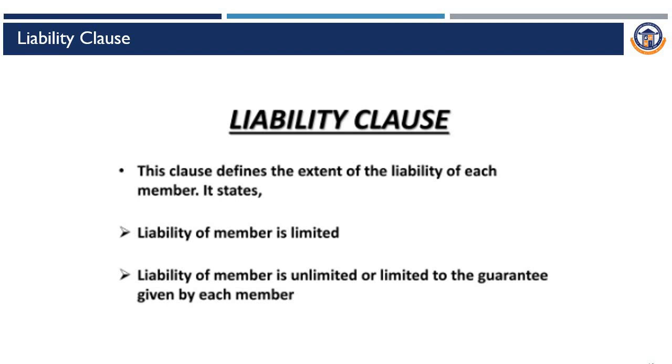Then the liability clause. This clause defines the extent of liability of each member. If you are starting the business and anything goes wrong, what is your liability as a member? That information will be there in this clause. It states whether the liability of a member is limited or unlimited, or limited to the guarantee given by the member. That is basically based on the guarantee given by each member while starting the company.